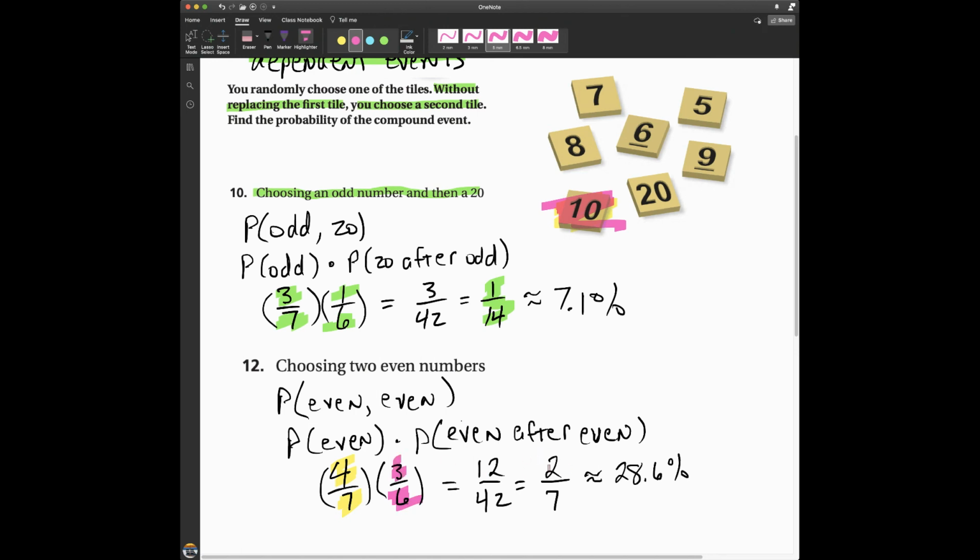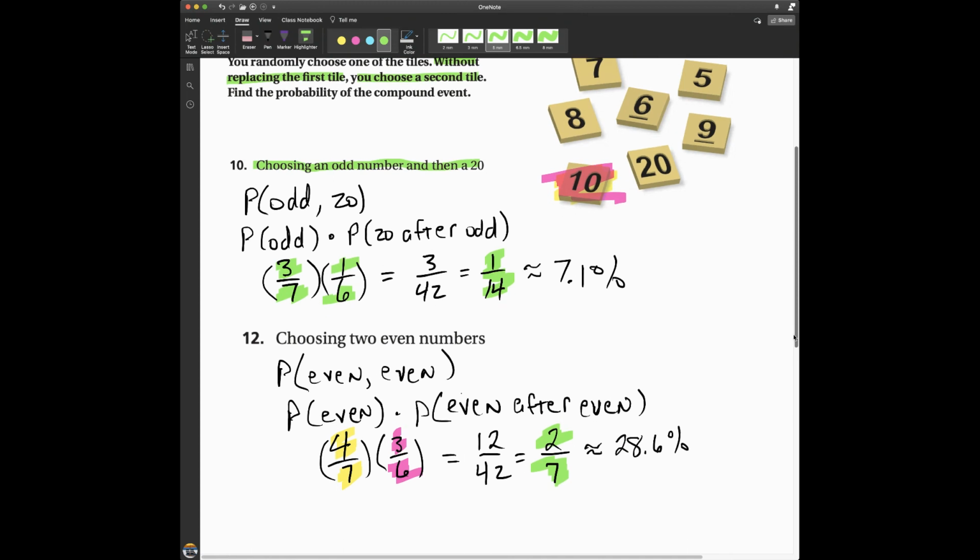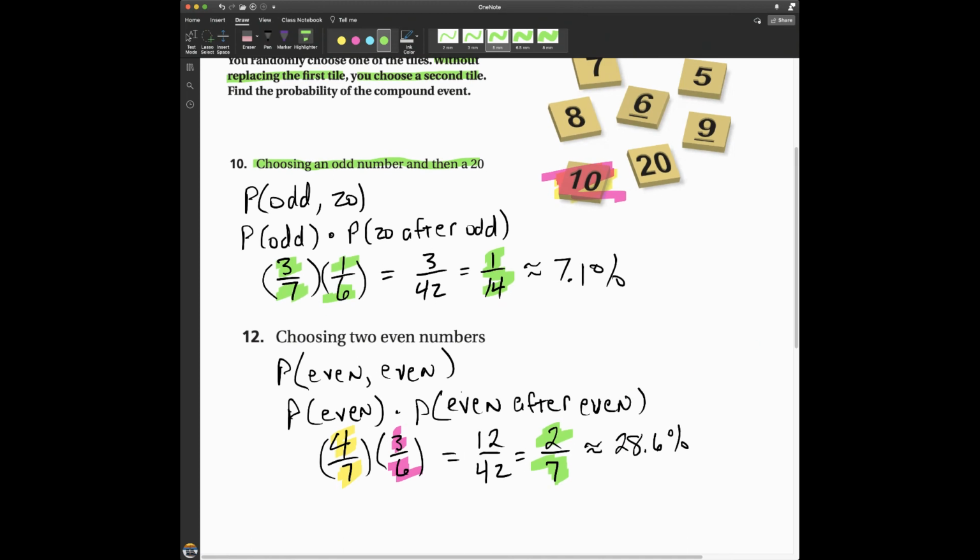You multiply that out, you simplify, and you end up with 2/7, which is approximately 28.6%. So that's all you have to do. Those problems have been solved.